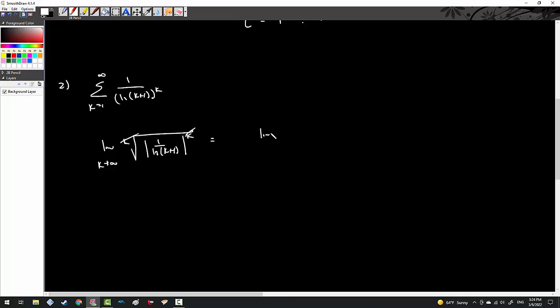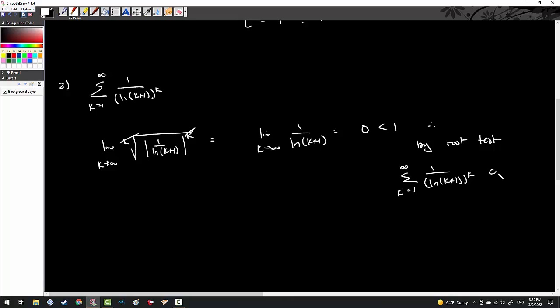I end up with the limit as, not as n, but as k goes to infinity of 1 over ln of k plus 1. That goes to 0, which is less than 1. So therefore, by the root test, the sum from k equals 1 to infinity of (1 over ln of k plus 1) to the k converges.